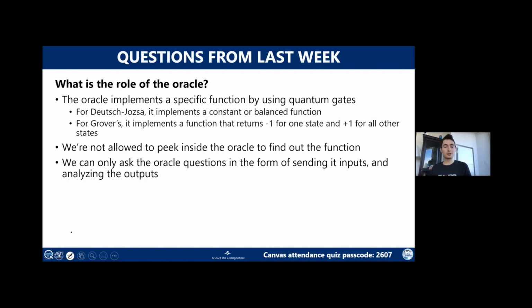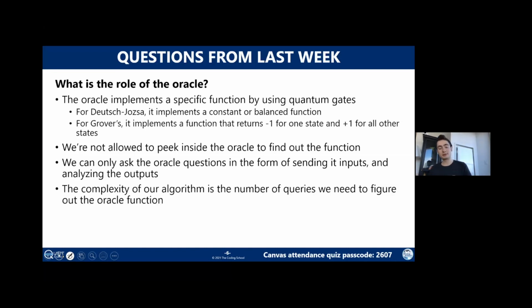Now, usually where oracles are used and talked about is when we talk about computational complexity, because the complexity of an algorithm is often talked about as the number of queries, or the number of times we have to evaluate the oracle. So in Deutsch-Jozsa, we had an oracle that was that Uf block. And so the complexity of the Deutsch-Jozsa algorithm we saw was always big O of 1, because you always just needed one Uf block, right?